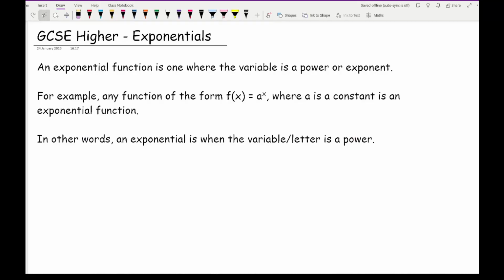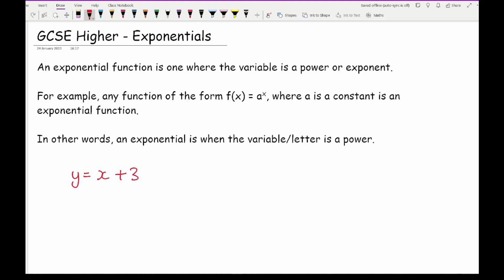Now, an exponential function is one where the variable is a power or an exponent. For example, any function in the form of f of x equals a to the power of x, where a is a constant, is classed as an exponential function. In other words, an exponential is when the variable or the letter is a power. So, for example, in previous equations, if we just had y equals x plus 3, then x is just going to be a whole number.